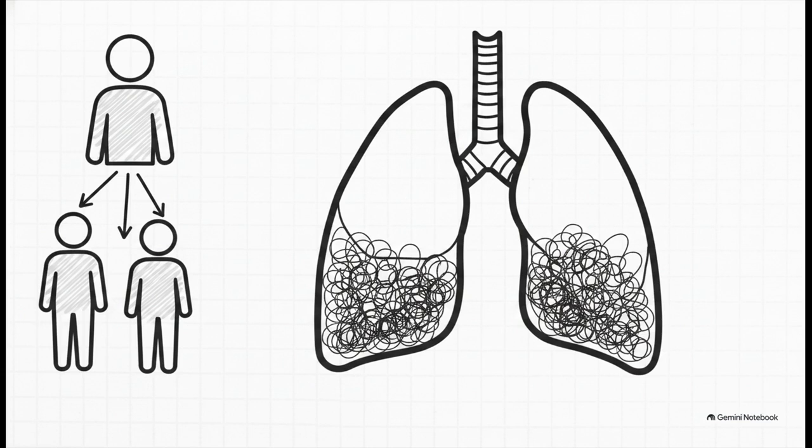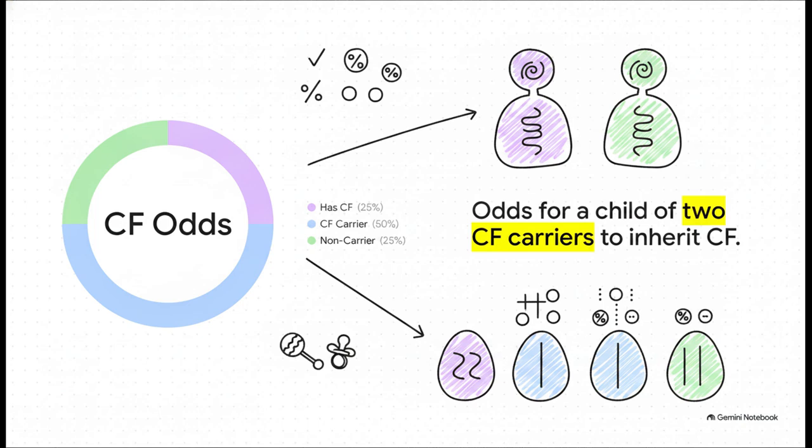Normally, this gene produces a protein that regulates the flow of salt and fluids in your cells. But when it's mutated, it leads to a buildup of thick mucus, persistent lung infections, and some other pretty severe complications. Because it's recessive, remember our rule, a person has to inherit a mutated copy from both parents to actually have CF. Now, what's super interesting here is the exact mathematical probability. Let's say two parents are both CF carriers. That means they each have one normal gene and one mutated gene, but they do not have the disease themselves.